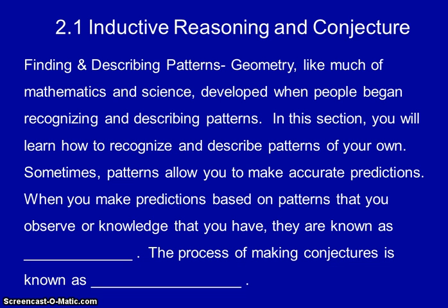Sometimes patterns allow you to make accurate predictions. When you make predictions based on patterns that you observe or knowledge that you have, they are known as conjectures. The process of making conjectures is known as inductive reasoning.